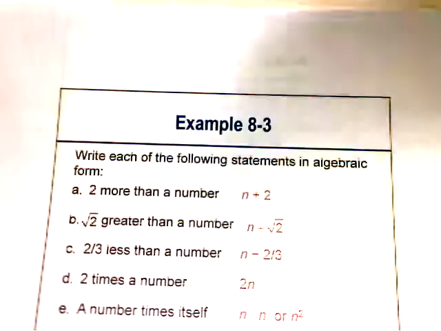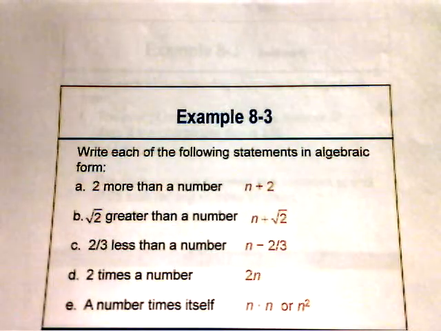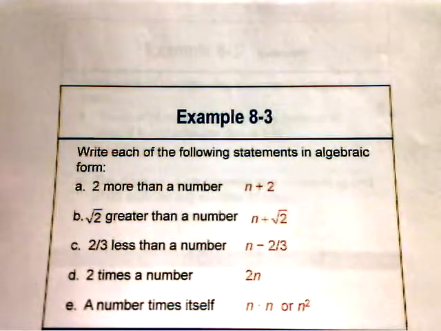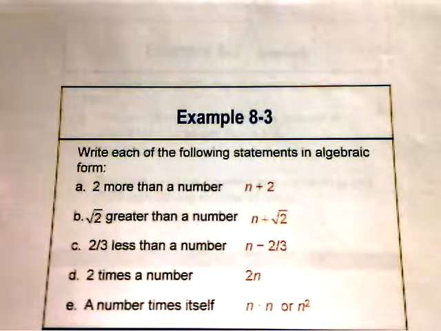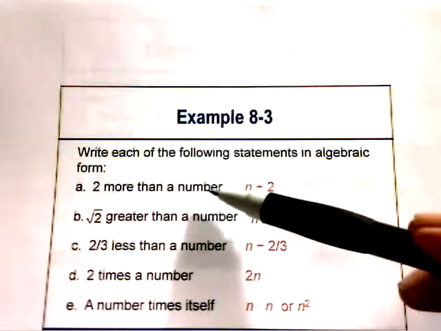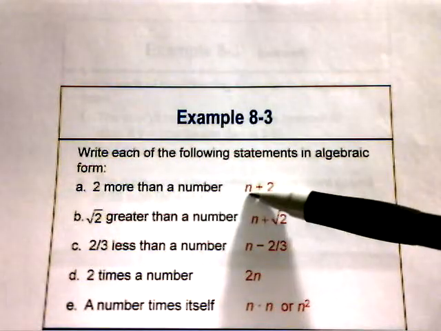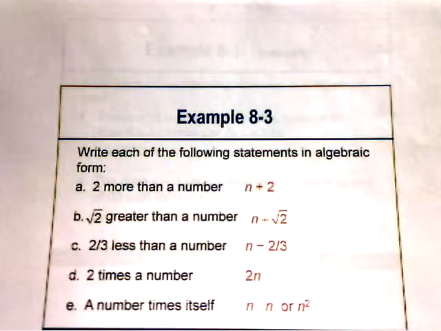Now let's look at some examples of how we can translate word phrases into an algebraic expression. Like for the first one, part A says 2 more than a number. Well, the phrase more than means addition. So 2 more than a number would be n plus 2. We use n as the variable, which is the unknown, plus 2.